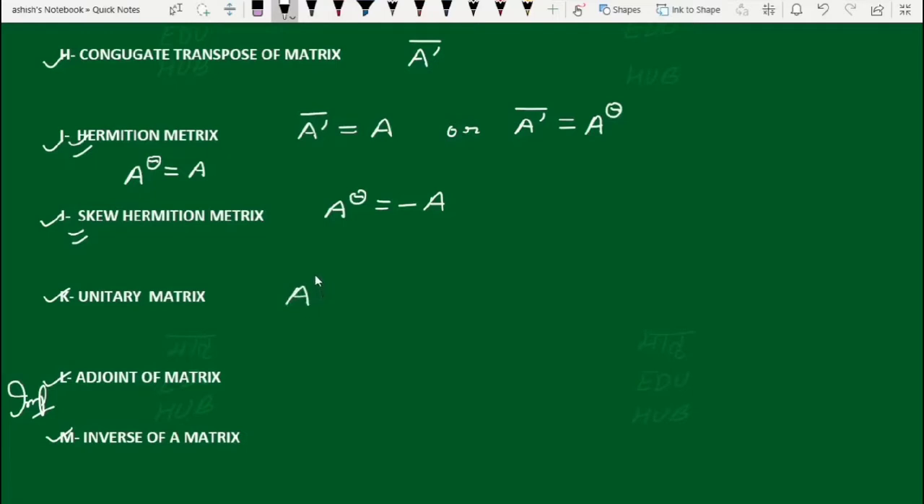Unitary matrix: any matrix multiplied by its conjugate transpose that gives the identity matrix is known as a unitary matrix. Okay, adjoint of a matrix and inverse of a matrix we will see in the next video, because these are big topics.